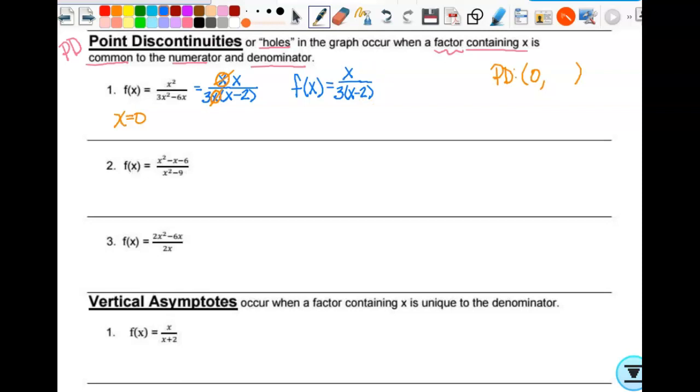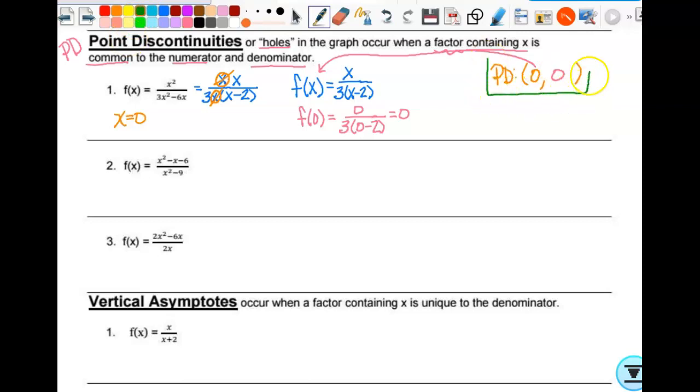All right, so now that I have that, that's my reduced function. I need to take this x value and substitute it in here. So I'm going to find f of 0. That is equal to 0 over 3 times 0 minus 2. Well, what is 0 divided by anything? 0. Okay, so this is equal to 0, which means the y value here is 0. So my point discontinuity, my hole, is at 0, 0.